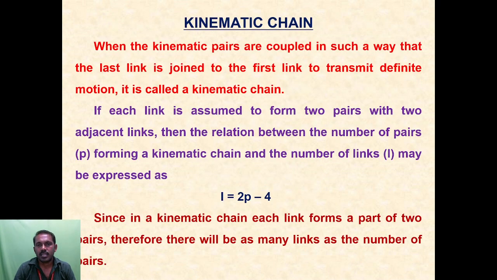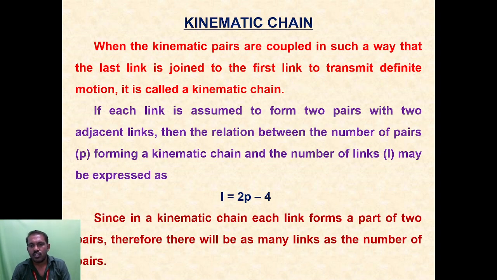Next we discuss kinematic chain. We already discussed what kinematics is: it deals with motion and time without consideration of force. Now a kinematic chain is formed when the kinematic pairs are coupled in such a way that the last link is joined to the first link to transmit definite motion. So a kinematic chain means there is relative motion between the last link and the first link.